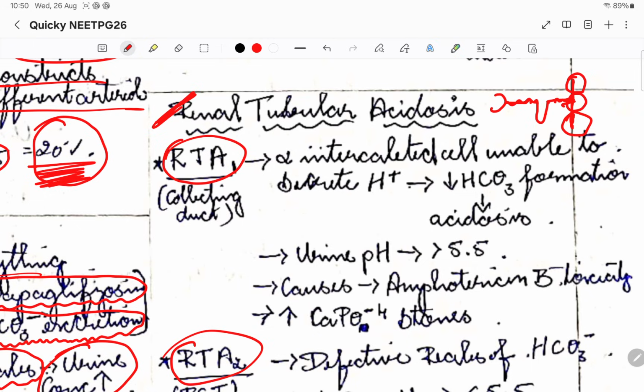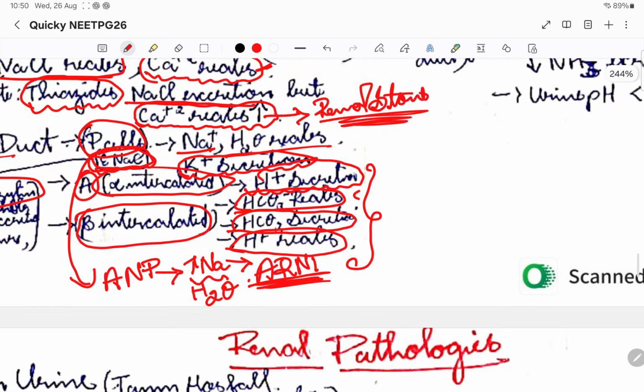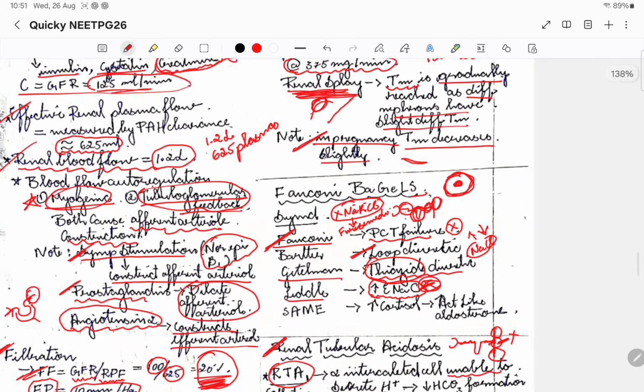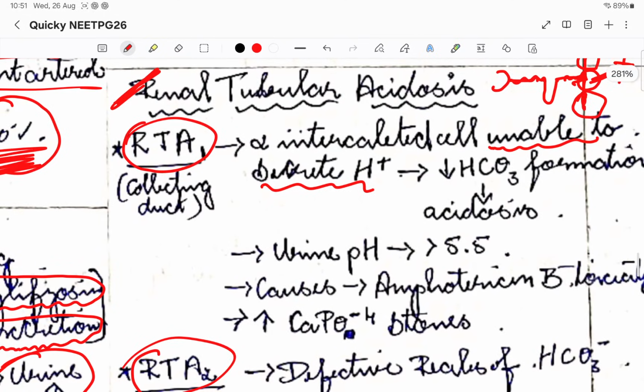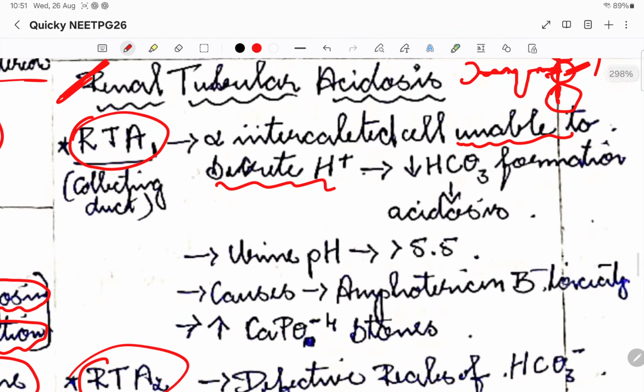RTA1 is where the alpha intercalated cells fail. Alpha intercalated cell failure means it is unable to secrete H plus. Alpha intercalated cells actually have the function of secreting H plus. So if the H plus is not getting secreted, what happens in the body? All the H plus stays inside the blood and acidosis forms.